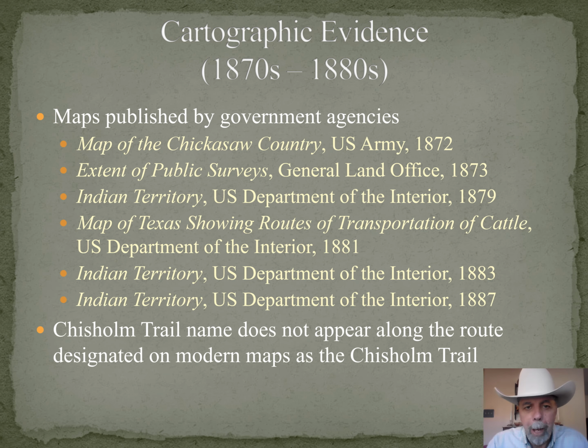This is a list of maps published by government agencies during the 1870s and 1880s, and this list includes the U.S. Army, the General Land Office, and the U.S. Department of the Interior. Sources don't get much better than this, and according to these sources, the Chisholm Trail name does not appear anywhere along the route designated by modern maps as the Chisholm Trail.